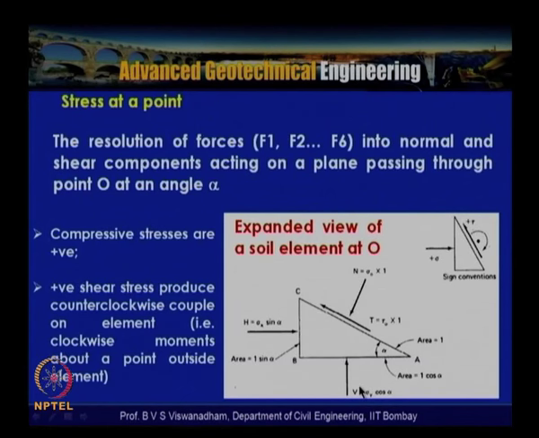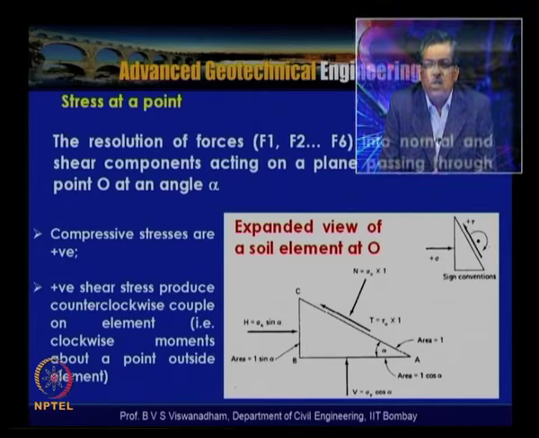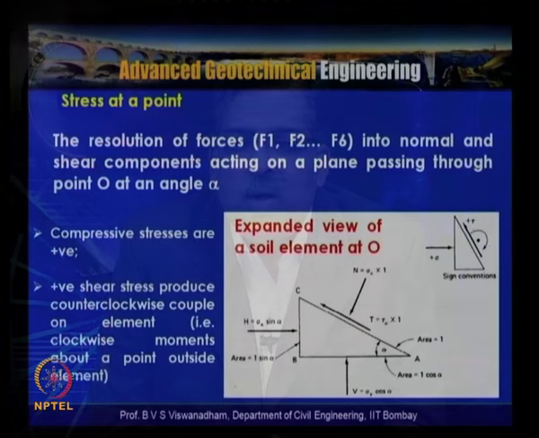The horizontal forces are written here and the equivalent stresses are also written here. This is the normal force or normal stress and this is the shear force or shear stress. Now here we need to observe that the sign conventions must be followed consistently. The compressive stresses are positive because in the majority of geotechnical engineering the stresses are compressive in nature, and the tensile stresses are negative. The positive shear stresses produce a counter clockwise couple on the element, or a clockwise moment about a point outside the element.